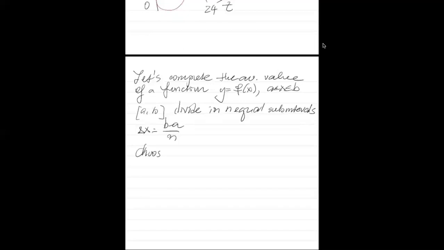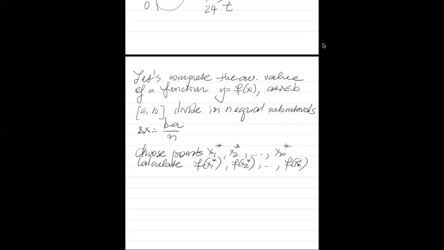We choose points, let's call them x1 star, x2 star, so on, xn star. Then we calculate the f values of those points, f of x1 star, f of x2 star, and so on, f of xn star. Then we add them up, f of x1 star plus f of x2 star plus the last one. And we divide by n, because that's how we compute the average value.